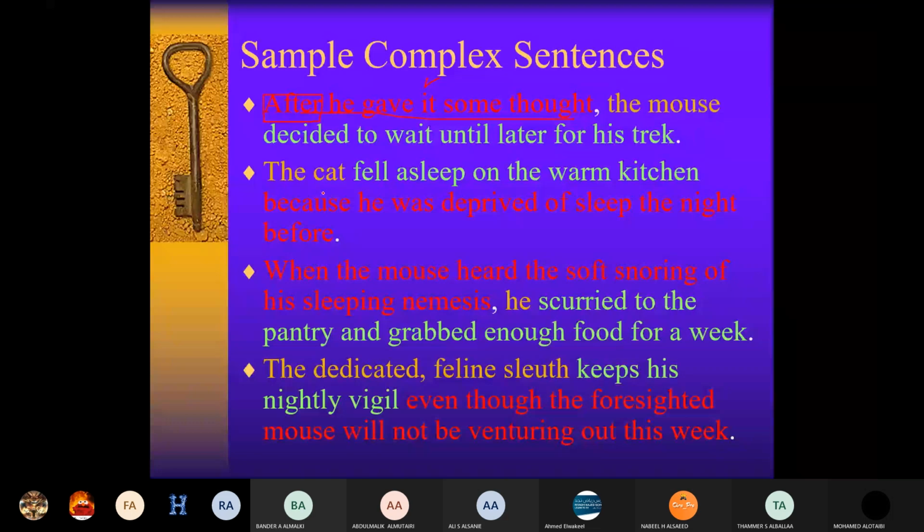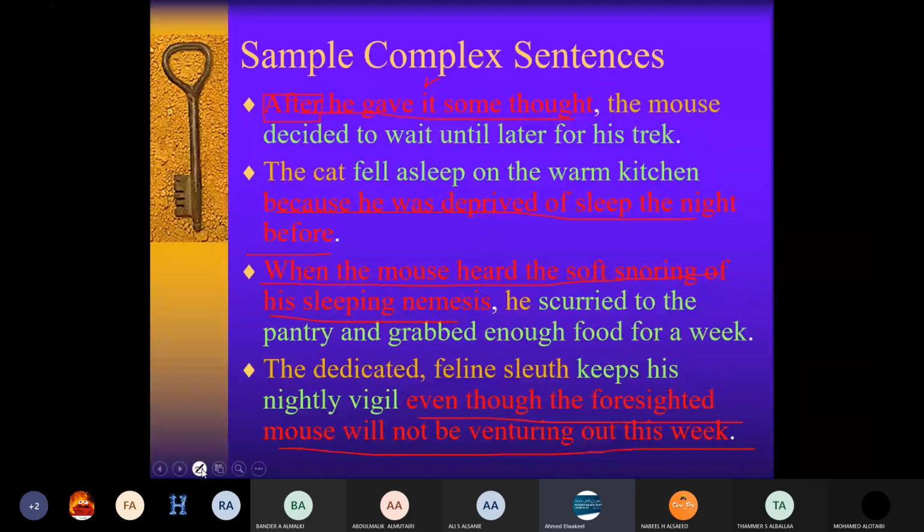All of these sentences share a dependent clause. All the ones in red are the dependent clauses, and we name them dependent because they cannot stand alone. All of these cannot stand alone.